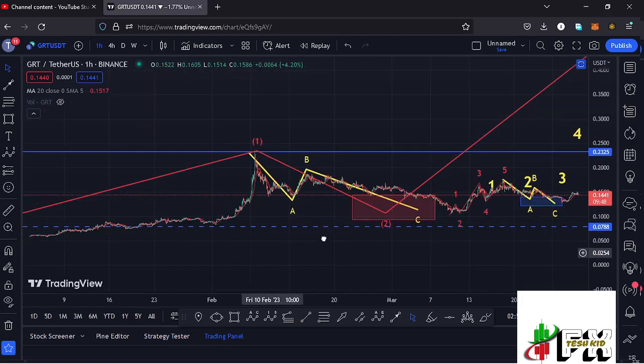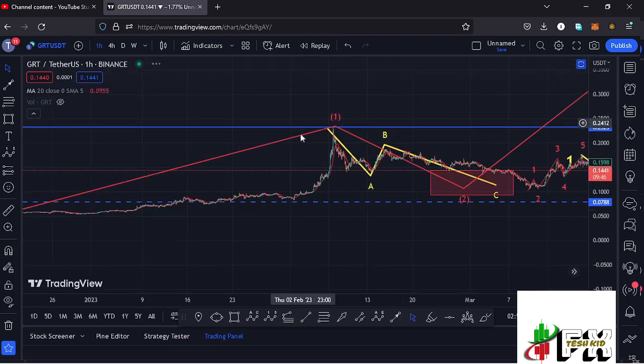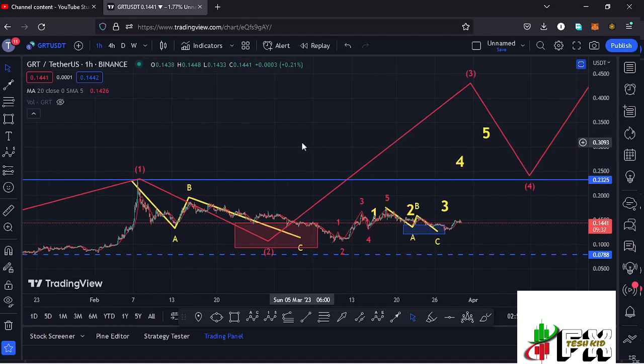and all this is playing out after we fully peaked in the formation of a larger Elliot wave count 1 in a move that gave us a peak at around the $0.2325 mark.